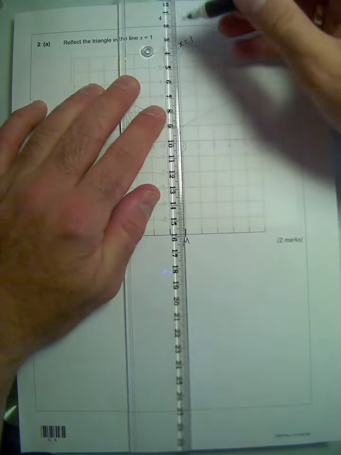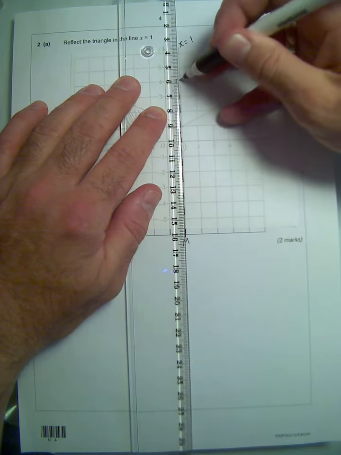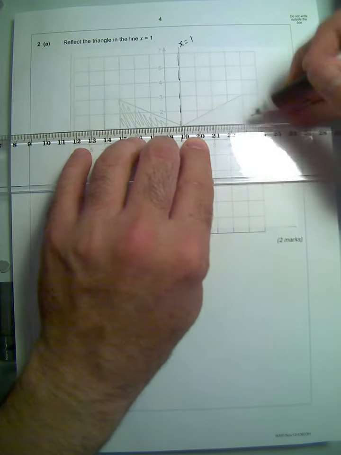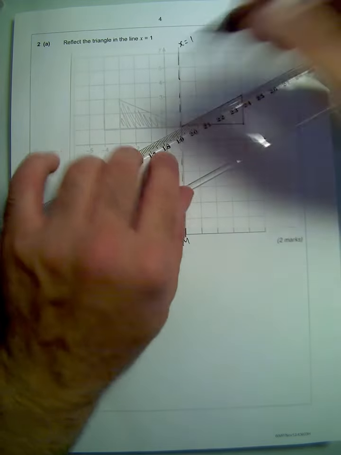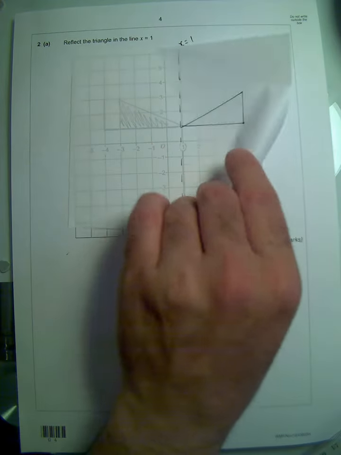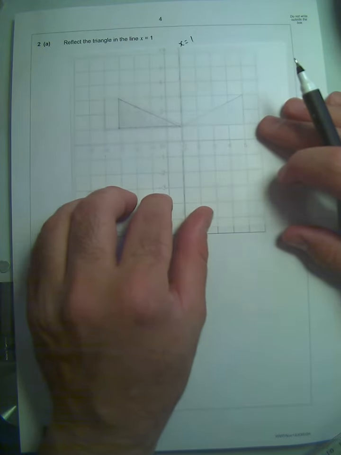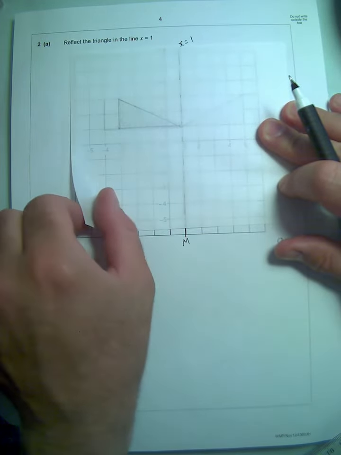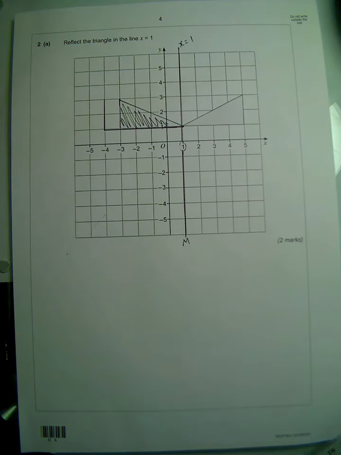So I've got my mirror line here. I'll draw that on my tracing paper. Boom, boom, boom, boom, boom, boom, boom, dotted line. And I'll draw the original here. And then just to check I've got it right, I can flip this over and put my mirror line in the same place, and then you can see that my reflection is indeed where it should be. So that's part A of this question.